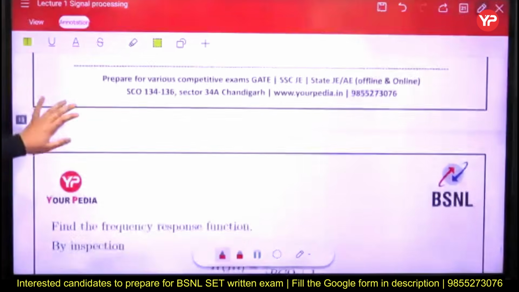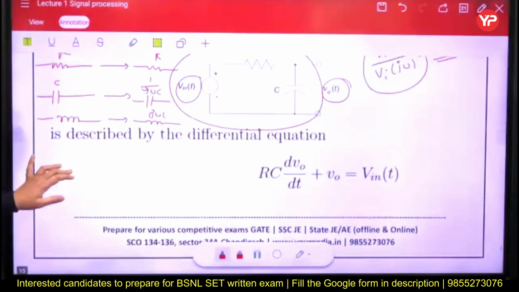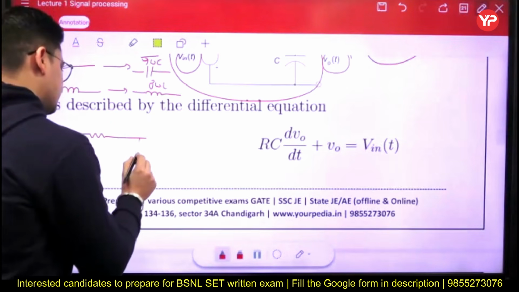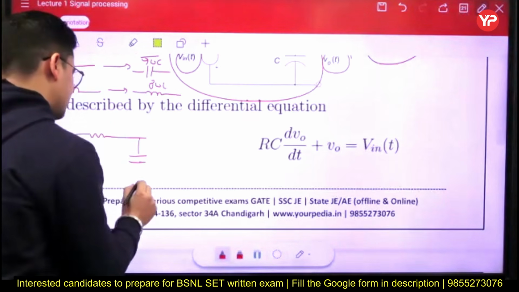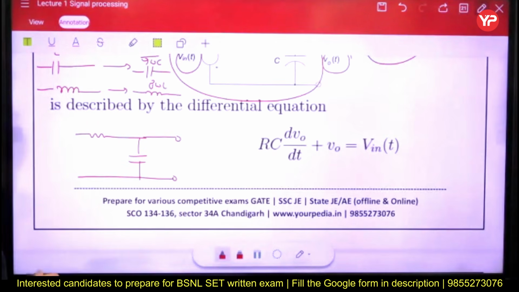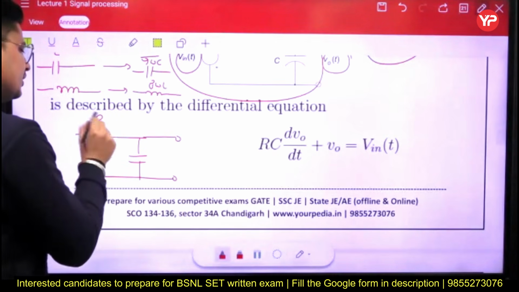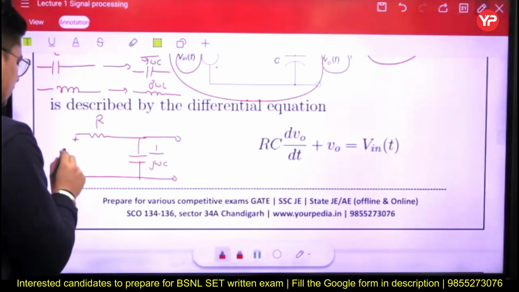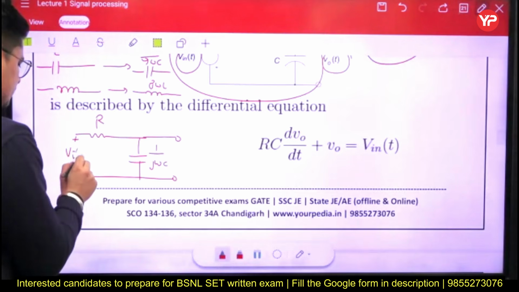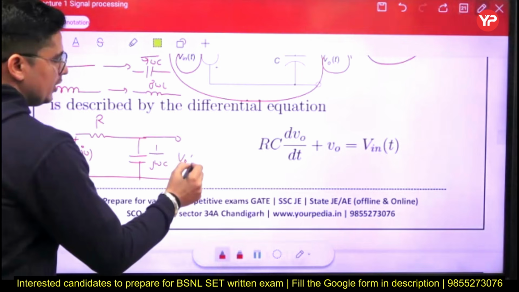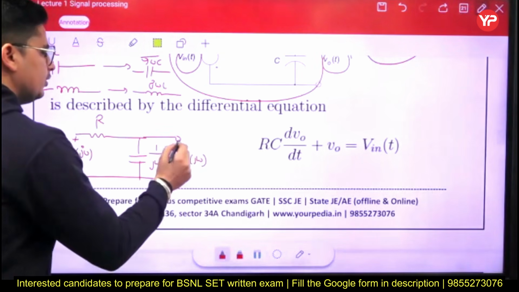Now I'm going to make this circuit in the frequency domain. So what is happening? Resistance, capacitance, and here we are taking the output. This resistance remains resistance, and this capacitance will be replaced by 1 upon j omega C. Here the input becomes V input of j omega, that is going in the frequency domain, and this output will become V out of j omega.